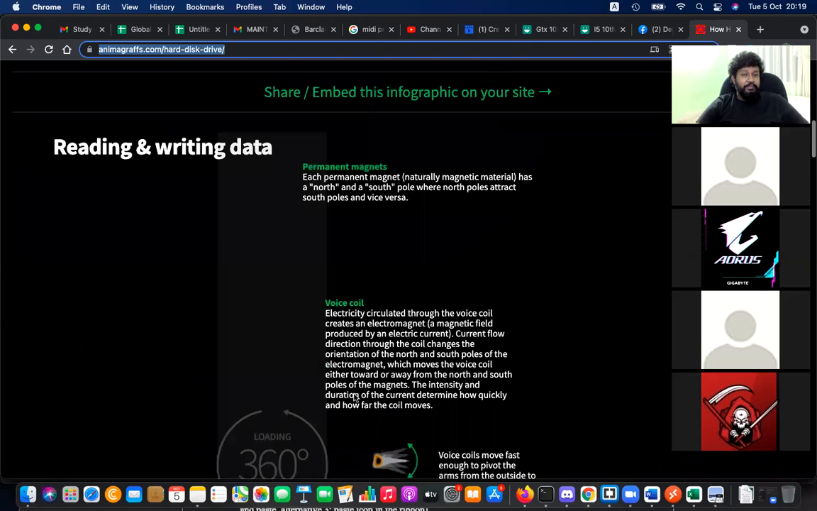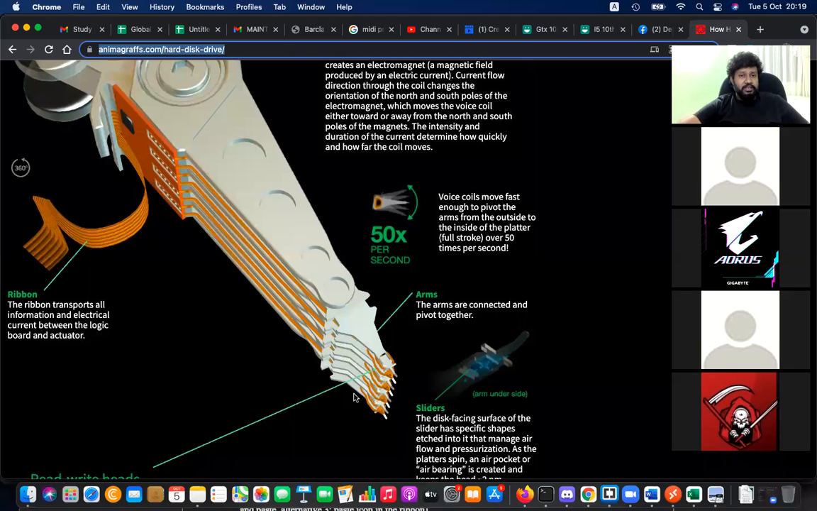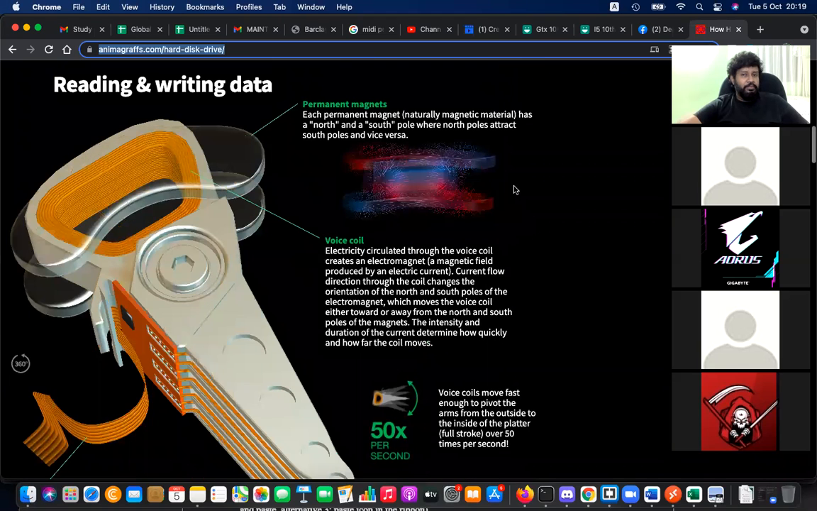What is happening there? The head is basically magnetized. That is magnetized using a magnet. A magnet has north and south. So which will represent 0 and 1?